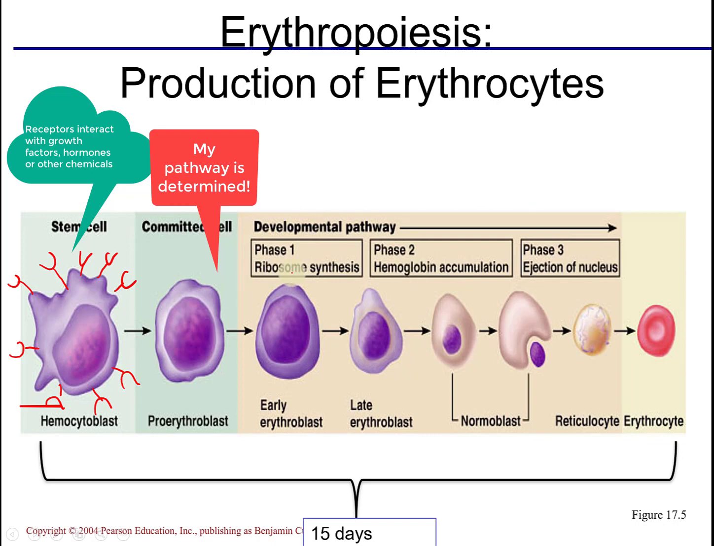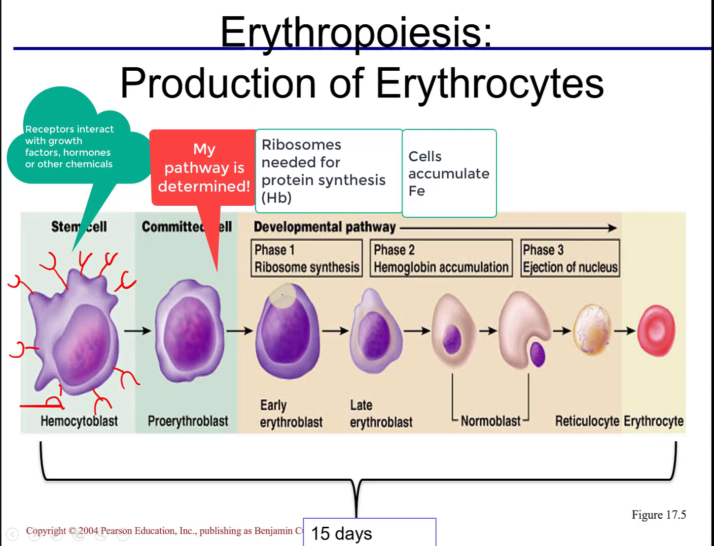So you'll start to see ribosome synthesis occur in the cell. Now remember, ribosomes are necessary for protein synthesis. So that's a clue when you start to see lots of ribosomes made that proteins are starting to be made. And of course, hemoglobin is a protein. You'll also see the cells start to accumulate iron. So it's starting to make proteins, which is the globin part of the molecule, and it's starting to accumulate iron, which forms the heme part. It puts them together, and now it starts accumulating hemoglobin.